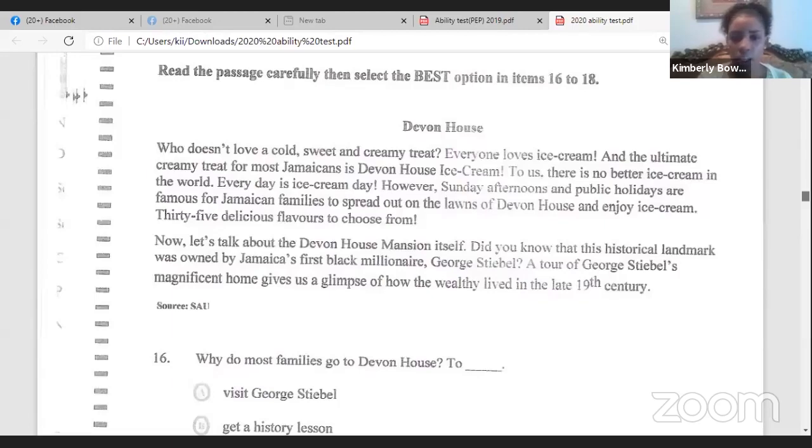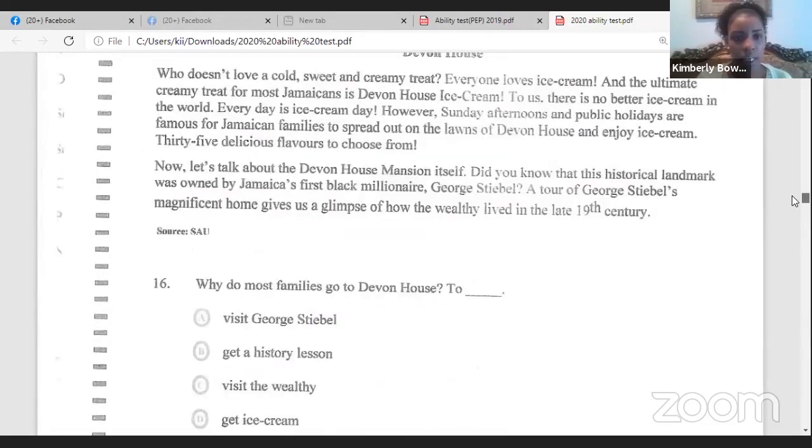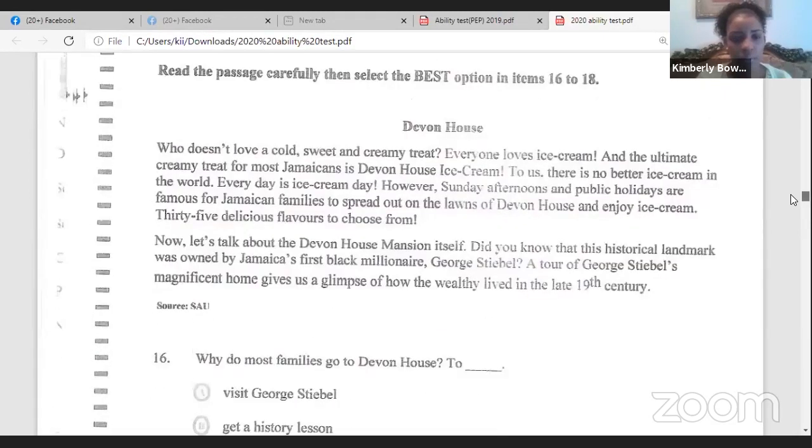So there's no underlined word here. I wanted to point out that it's a phrase that you're actually giving the meaning of. So it's a little bit different.